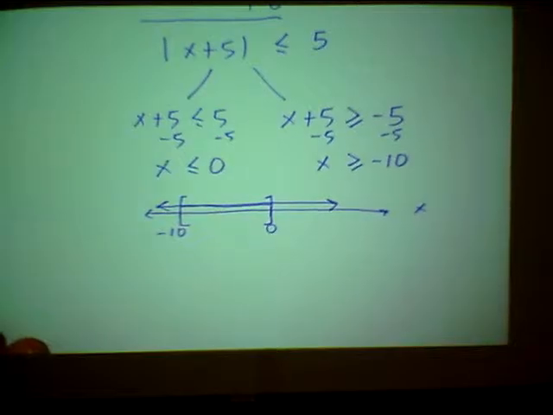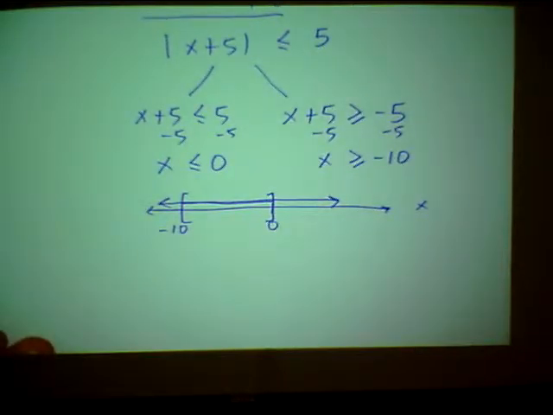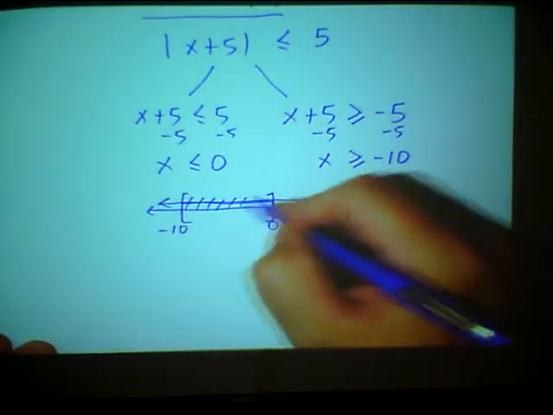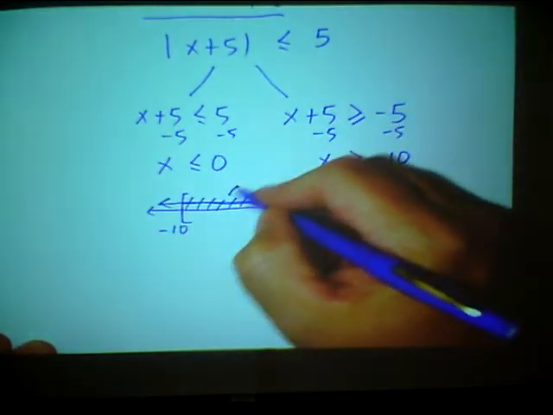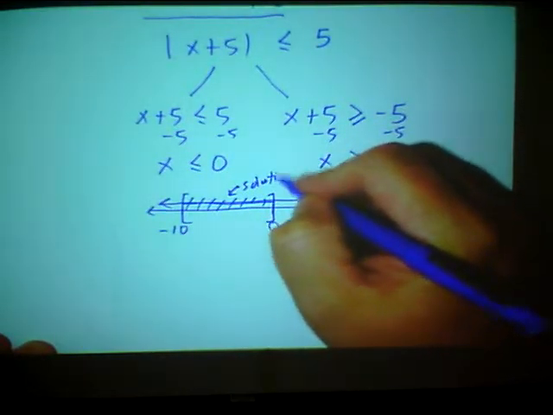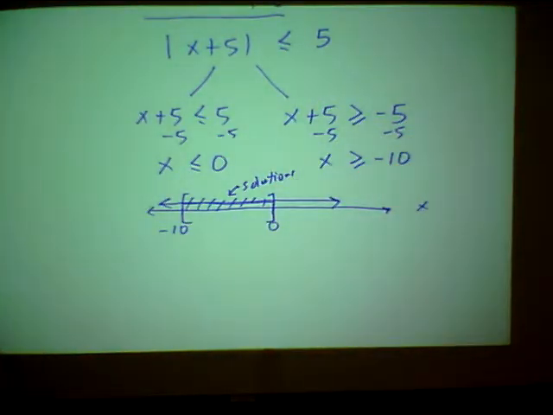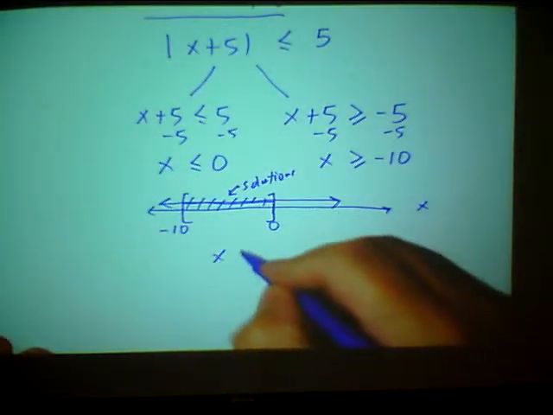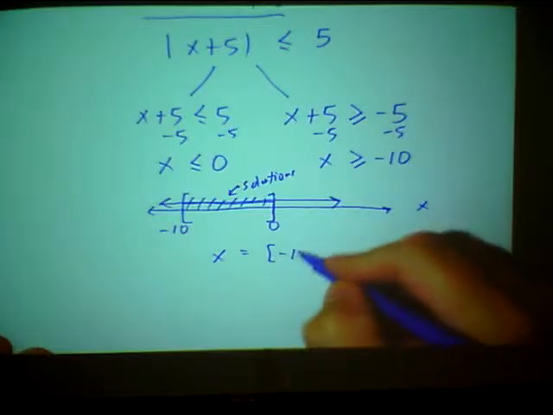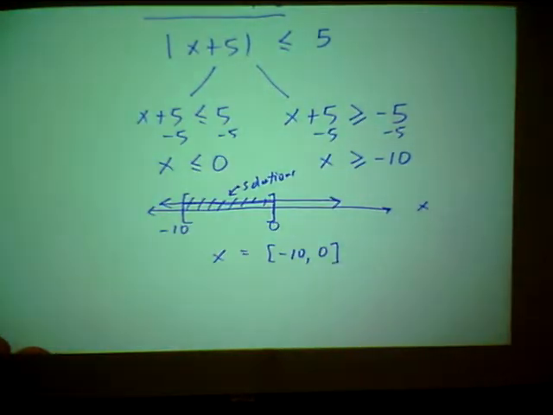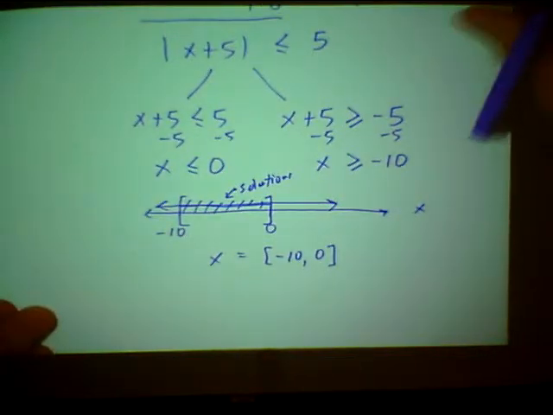Now for these absolute value inequalities, 2 things can happen when you create your graph. If the 2 graphs intersect, then the solution is where the graphs intersect. That interval is the solution. In a minute, I'm going to do a problem where the graphs do not intersect, and we'll talk about what the solution is for that situation. So for this one, the solution is the interval from minus 10 to 0 with brackets on both sides. All right, let's do another problem.